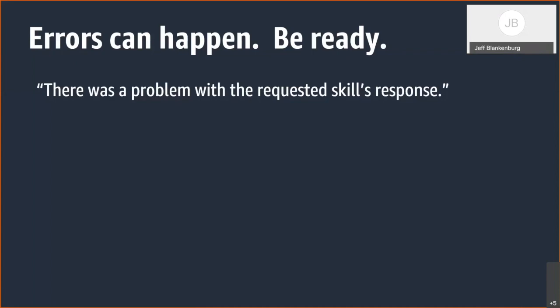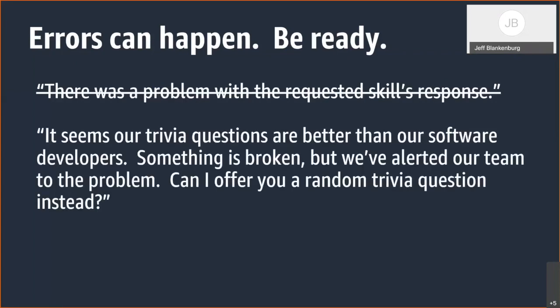But the first step you can take in all of this is to make it a little more fun. Instead of allowing that random error to come through, write your own. "It seems our trivia questions are better than our software developers. Something's broken and we've alerted our team. Can I offer you a random trivia question instead? Or is there some part of the application I could have you use that isn't broken right now?" That kind of stuff really resonates well with your user and they won't quit. But if they hear "there was a problem with the requested skill's response," they generally walk away.